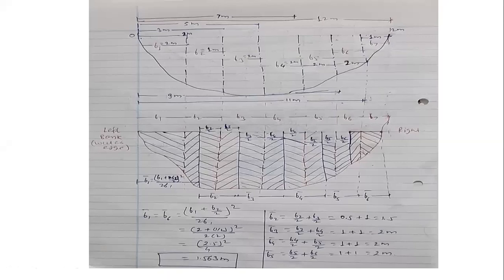Clear now? So those are the positions of the verticals, or positions where the current meter readings are taken for measurement of velocity, and again the depths are measured at those particular locations. If this part is clear now, hereafter we are going to find out the discharge passing through this total segment of 12 meter width.